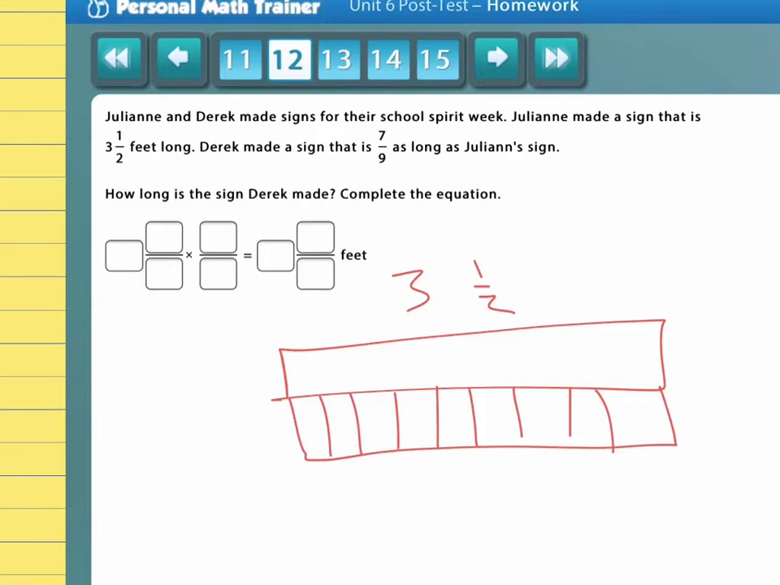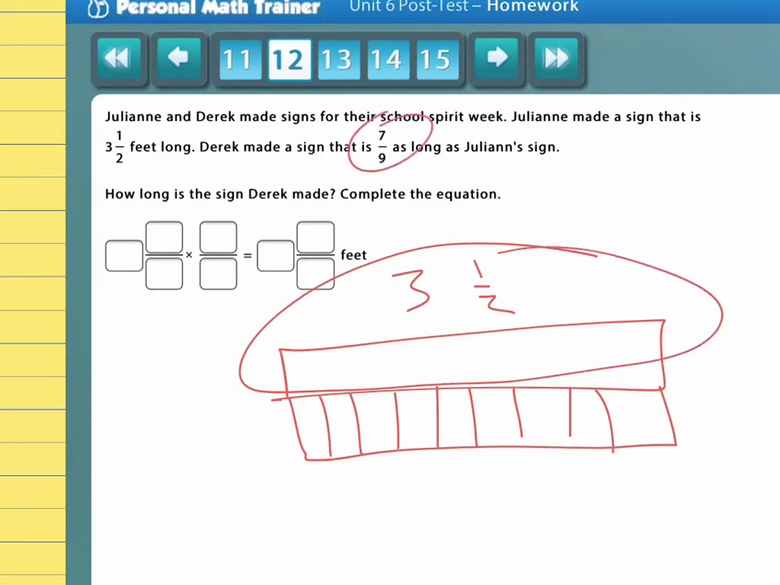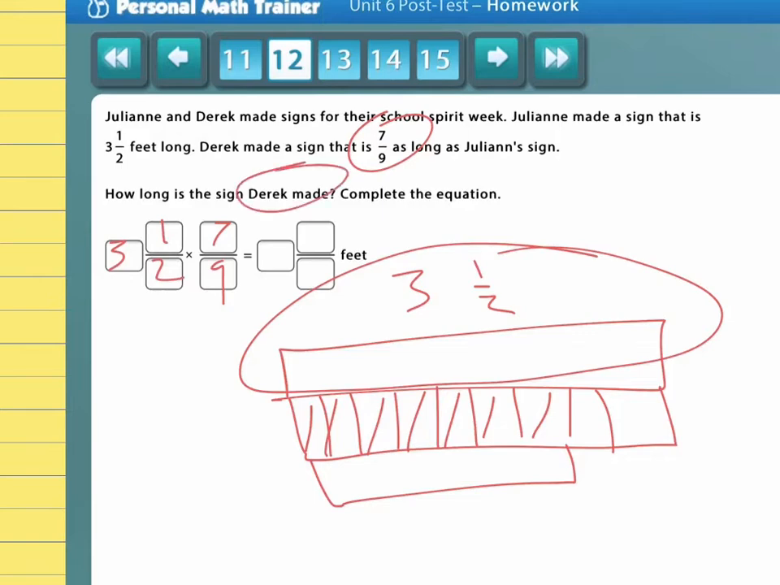Julianne and Derek made a sign for the school spirit week. Julianne's sign is 3.5 feet long, so this represents her sign, and Derek's is 7/9 as long. So I did 9/9, that's the total, and 7/9 would equal that much. So what is this? We do 7/9 times 3.5, and that will give us the answer. So 3.5 times 7/9 will equal Derek's sign.